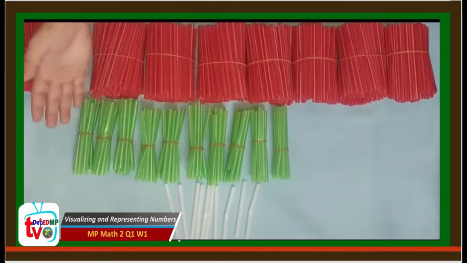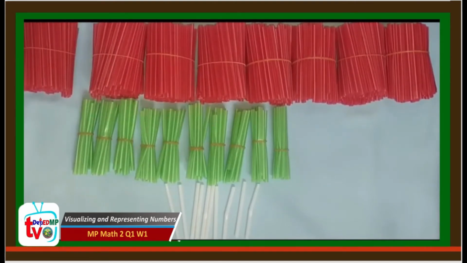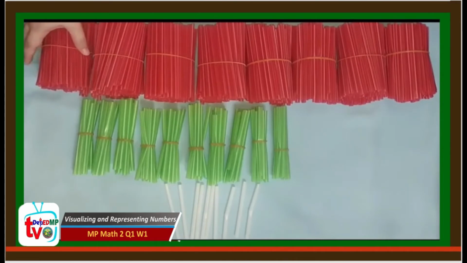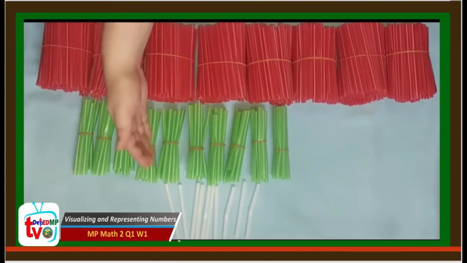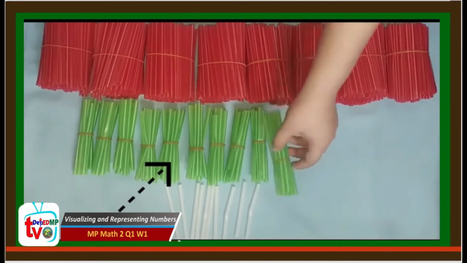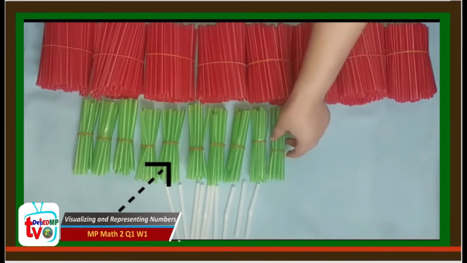Which group of straws is higher? Very good. It is the red straw. Which is next? Which is higher? It is the green. And then next is the white. Okay, very good.